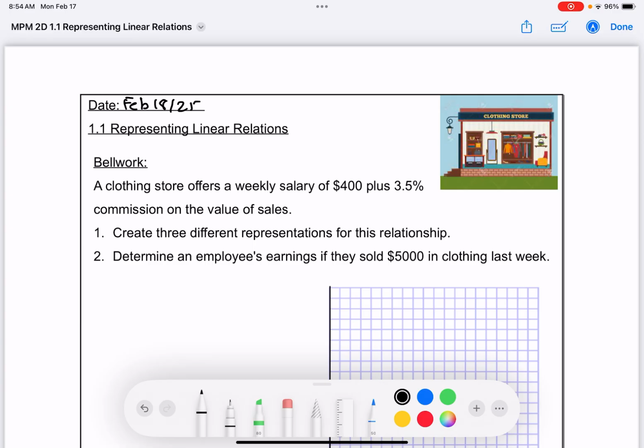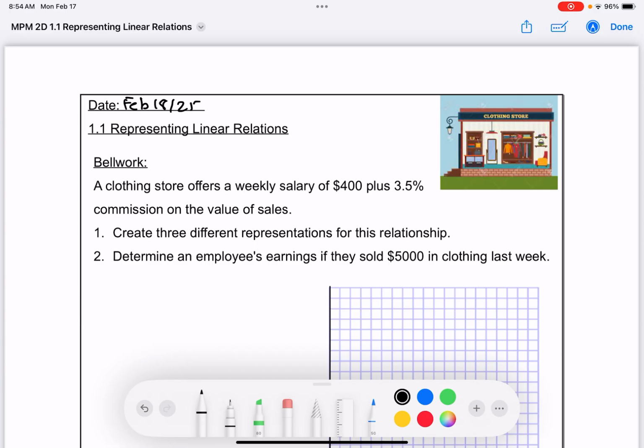Before I get started, I want you guys to try and do the bell work on your own, but I'll give you a little bit of an intro as I would if I were in class. So the question here just says a clothing store offers a weekly salary of $400 plus 3.5% commission on the value of sales. What that means is you get paid $400 if you sell nothing, but if you sell stuff, you get 3.5% of its value back added to your $400.